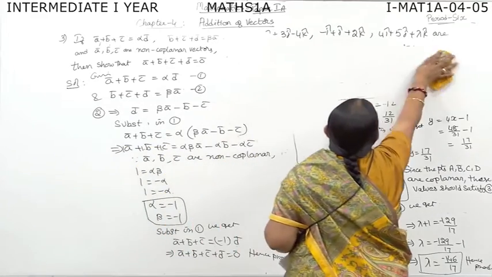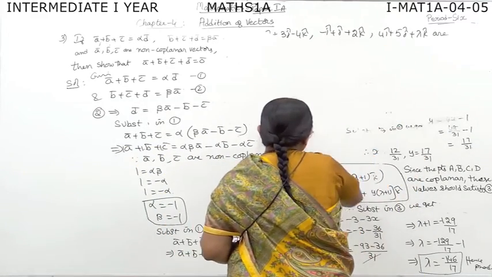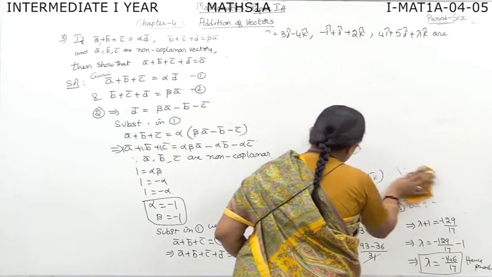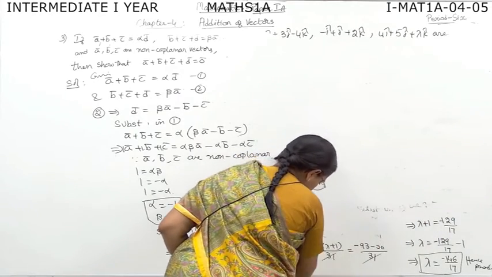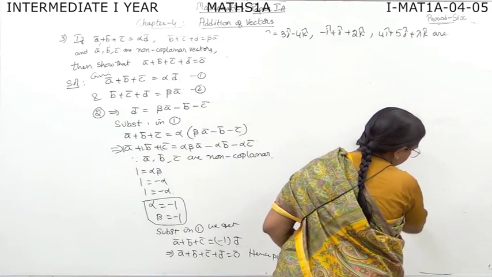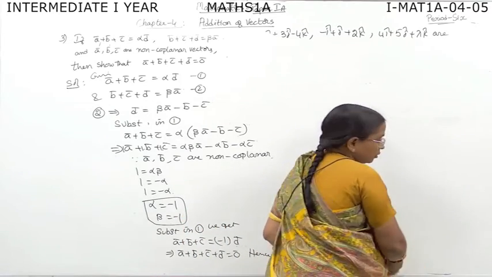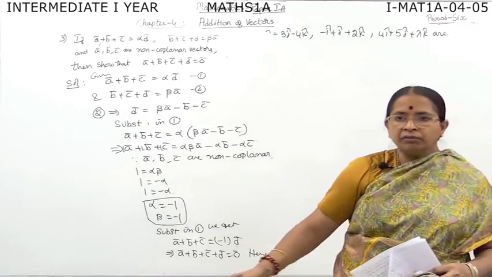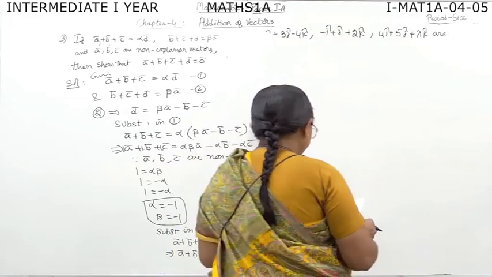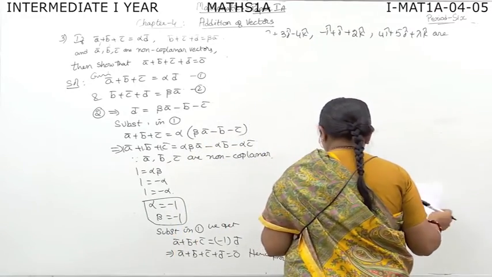Now in this chapter, you have vector equations of line, vector equation of plane, and then some problems based on that. That is the next topic in this chapter. Now we'll write some problems as homework. You can try these problems.